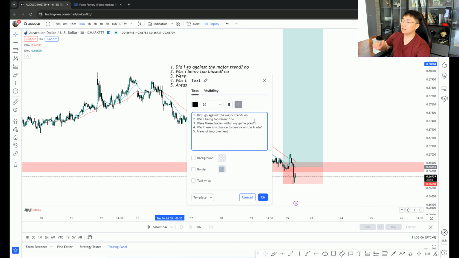If I take multiple losses, let's say 3 trades, like right now, 4 trades, 5 trades, I only lose that amount. But when I make one trade, normally it's 3 to 5 R or more, depending on the setup. Was there any chance to de-risk on the trade? No. Areas of improvement? Not really as well.